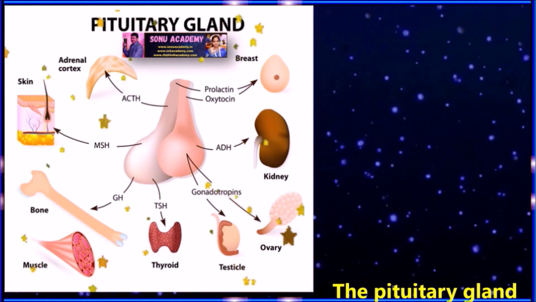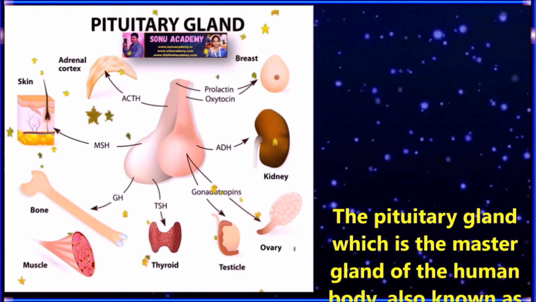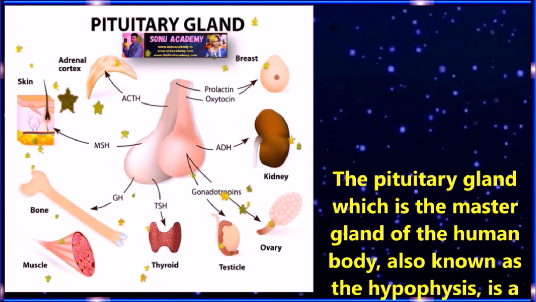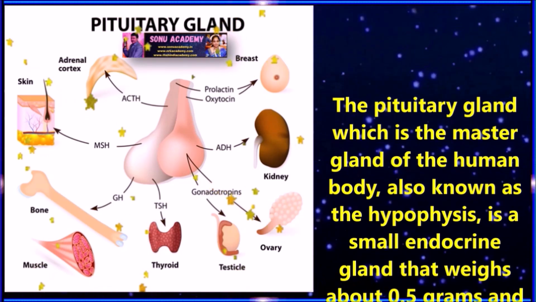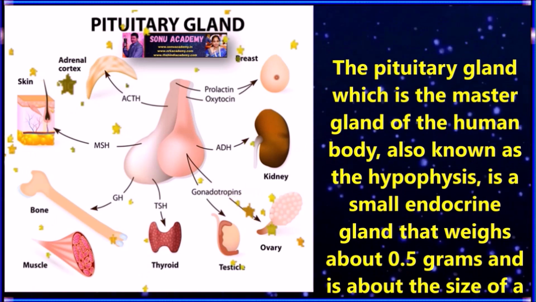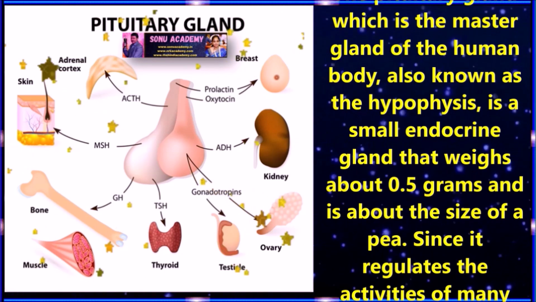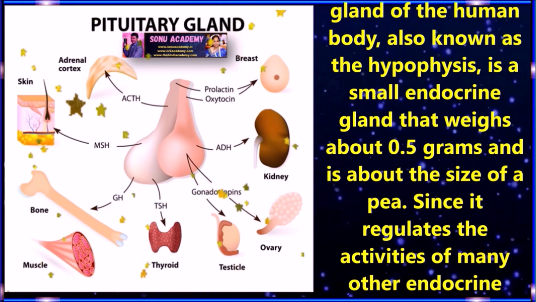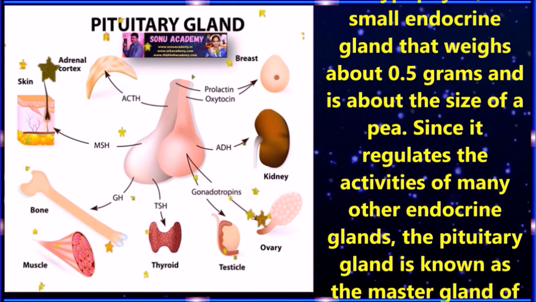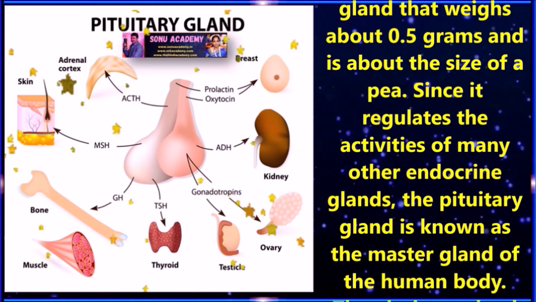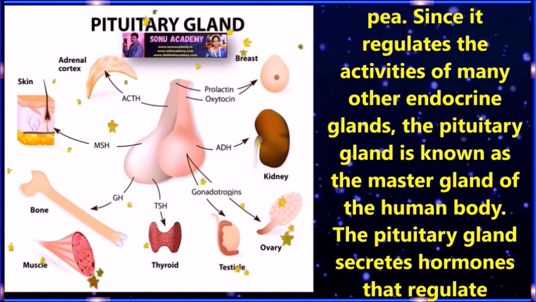Now let us discuss the pituitary gland, which is also called the human body's master gland. The pituitary gland, also known as the hypophysis, is a small endocrine gland that weighs about 0.5 grams and is about the size of a pea. Since it regulates the activity of many other endocrine glands, it is known as the master gland of the human body. It is a protrusion at the base of the brain that protrudes from the bottom of the hypothalamus.